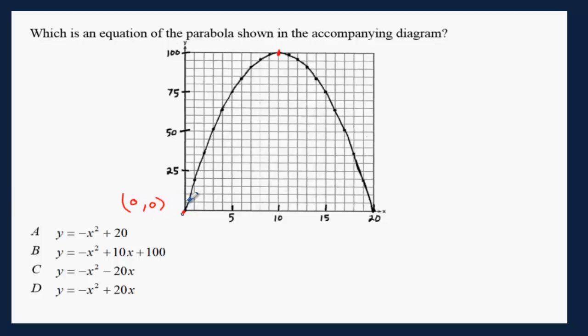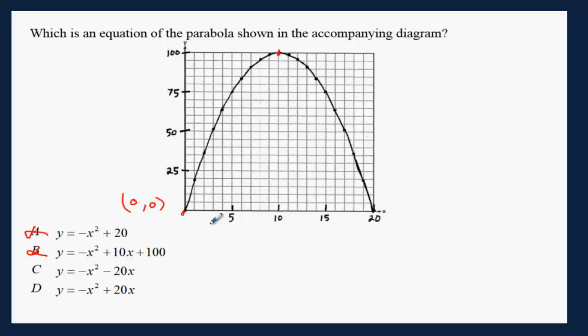The origin, 0 and 0. This means when x equals 0, y equals 0. Let's substitute here. When x equals 0, y is going to equal 20. It doesn't work. When x equals 0, of course 10 times 0 is 0, negative whatever times 0 squared equals 0, plus 100, so that means B is not right. For C, x is 0, y is 0, same thing here, so it's either choice C or choice D.